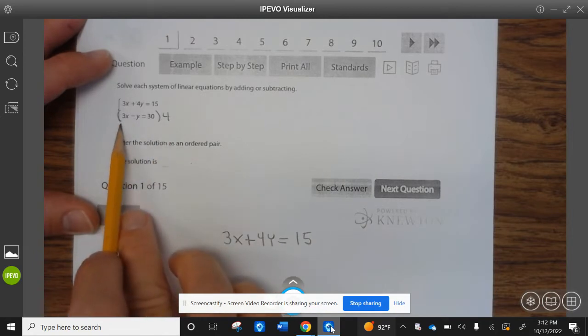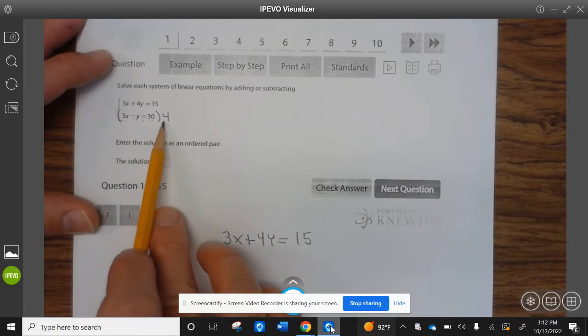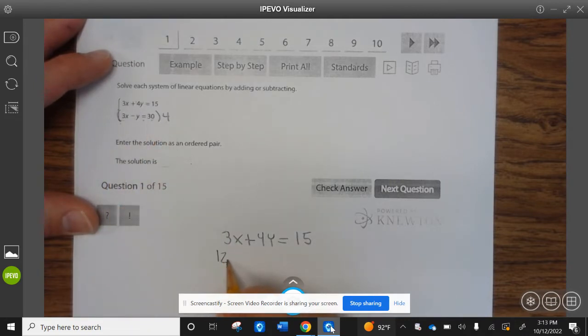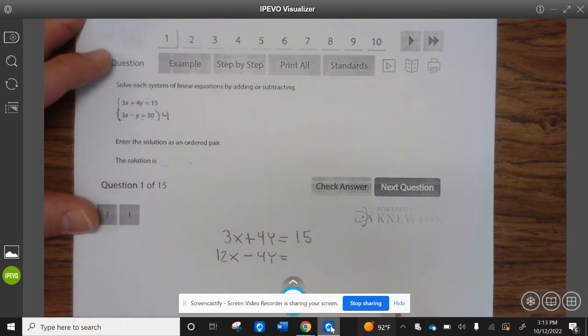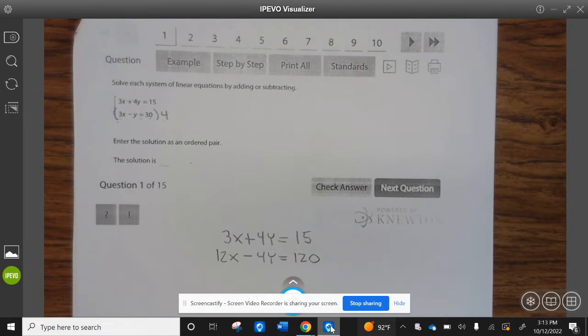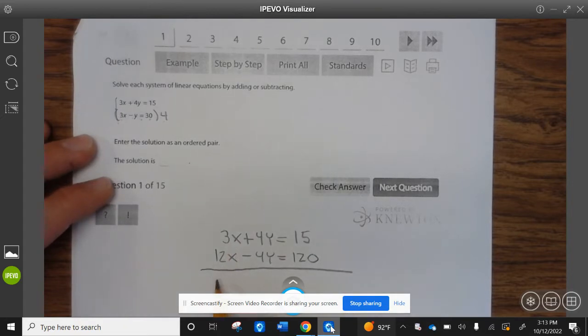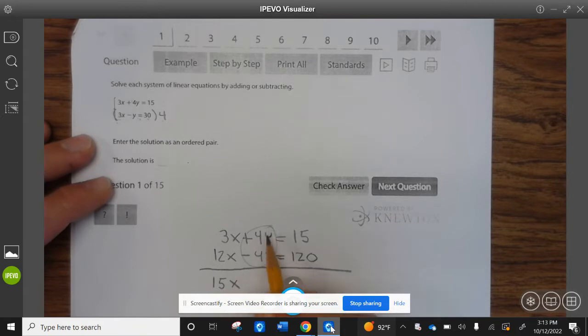Now we're multiplying the entire equation by 4 because of the equal sign. We have to do what we do to one thing, we have to do to everything. Okay, so 4 times 3x is 12x. 4 times negative y is minus 4y equals 4 times 30 is 120. So now 3x and 12x is 15x. 4y and negative 4y becomes 0, so you get equals 15 and 120 is 135.